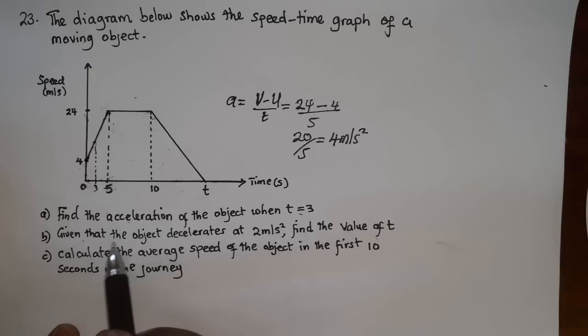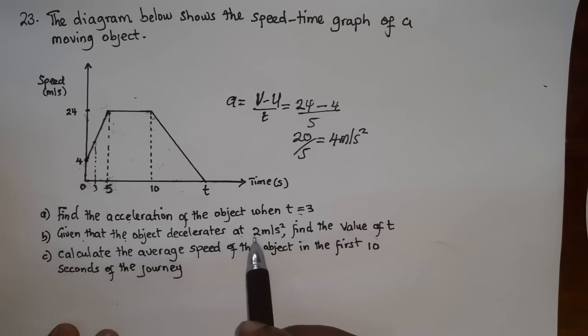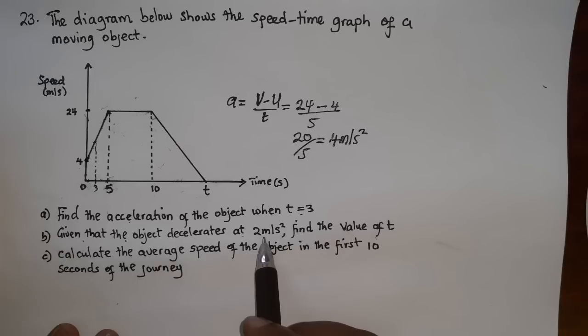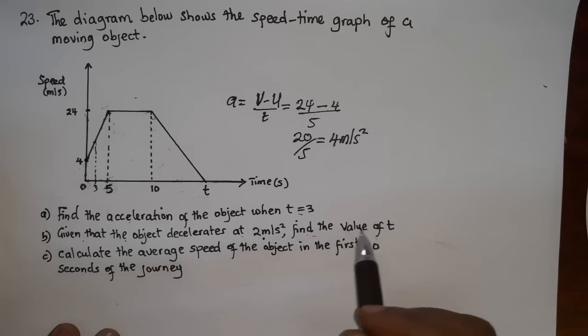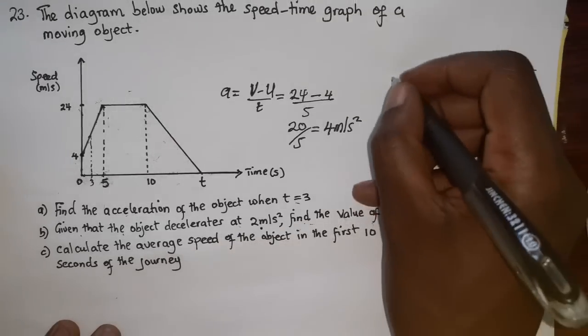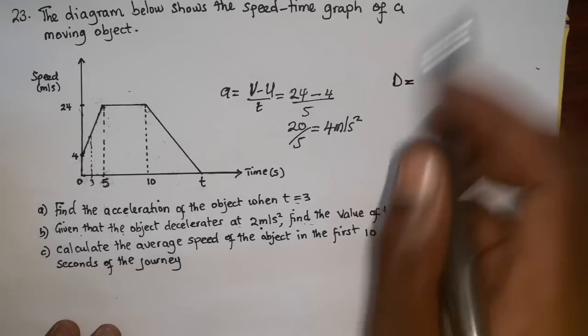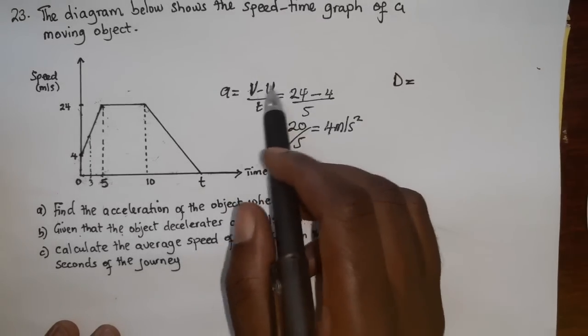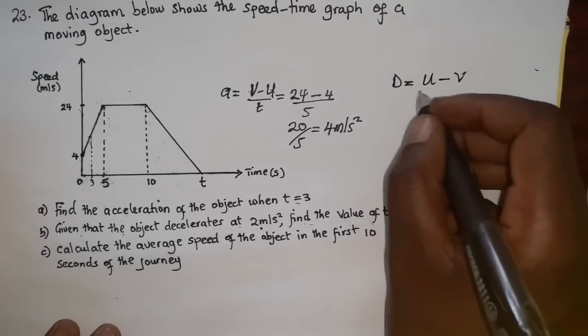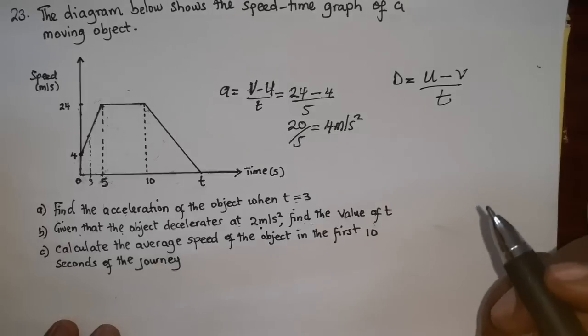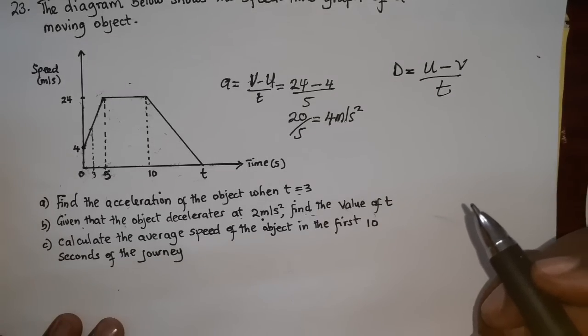So given that the object decelerates at 2 meters per second squared, find the value of t. Okay, so we are looking at deceleration. So deceleration, what I do, I just swap this. It's the opposite, isn't it? Initial minus final over time.